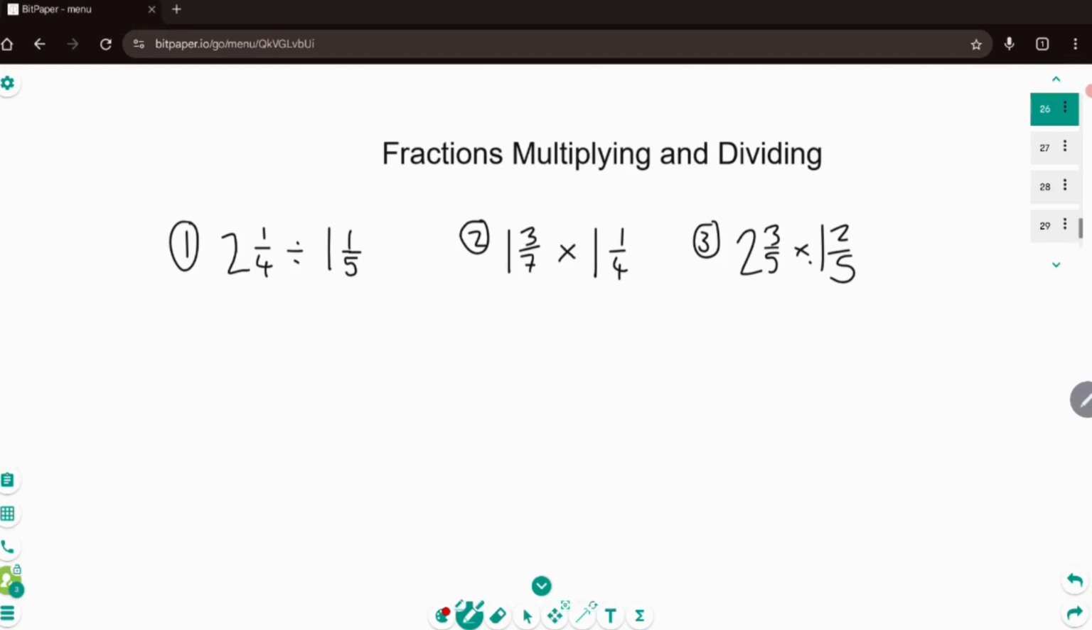Change this to an improper fraction. 2 times 4 is 8, add 1 is 9. So we have 9 quarters, divided by 1 times 5 is 5, add 1 is 6, divided by 6 fifths. It's a divide, so you have to remember to keep, flip, change. Let's keep the first fraction, flip the second fraction, change the divide into a times. 9 times 5 is 45. 4 times 6 is 24. 24 into 45 is 1. Remainder 21.